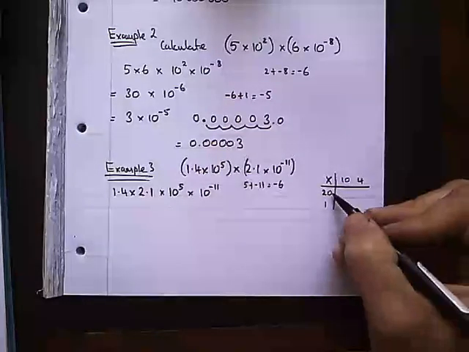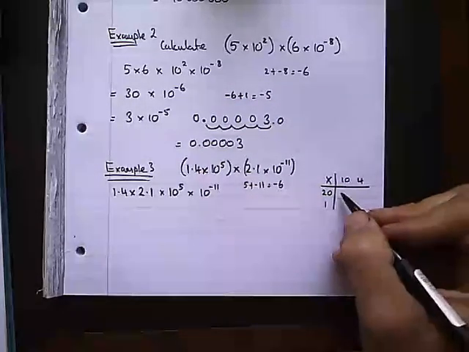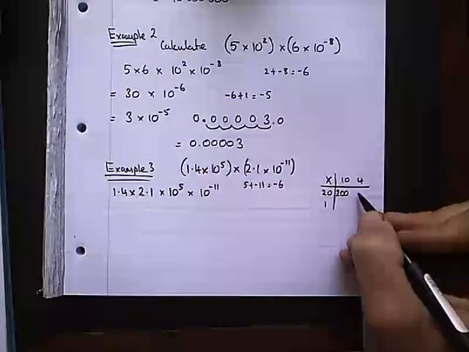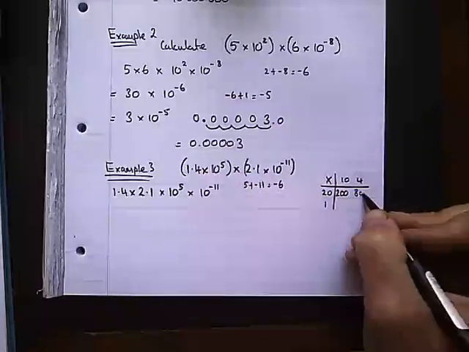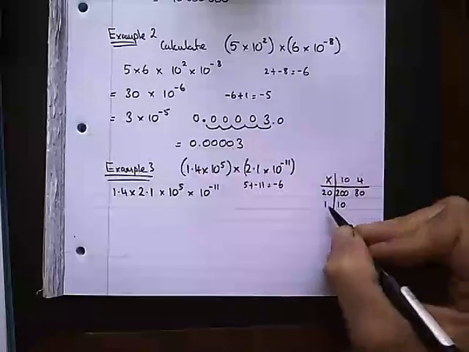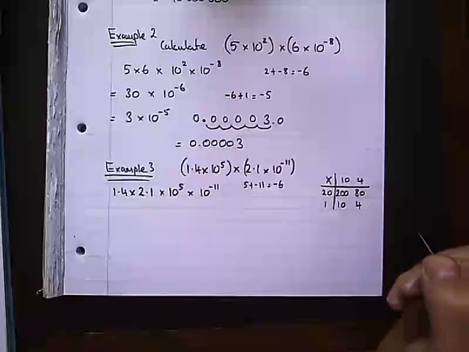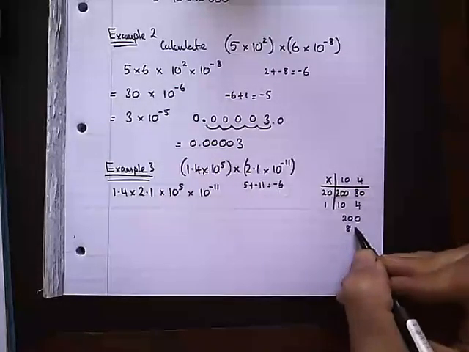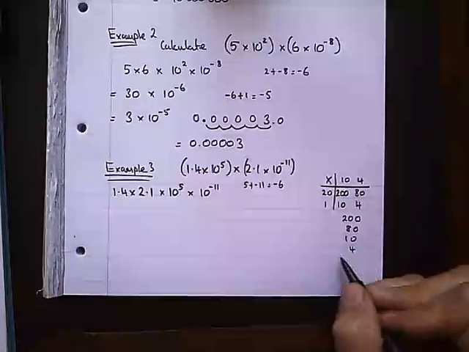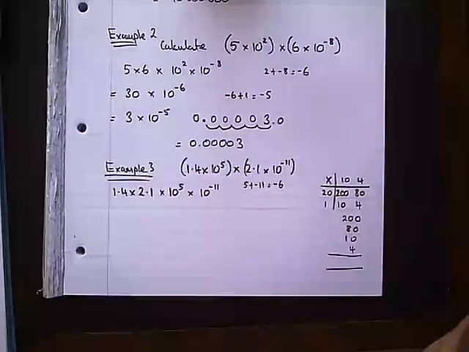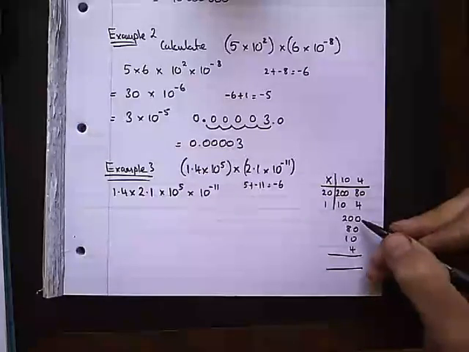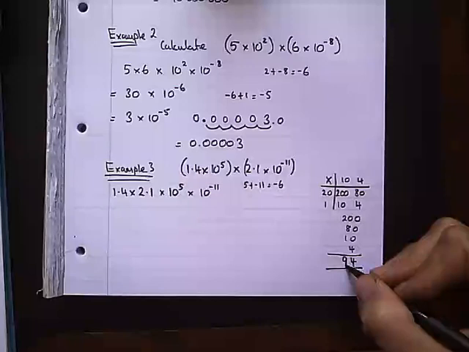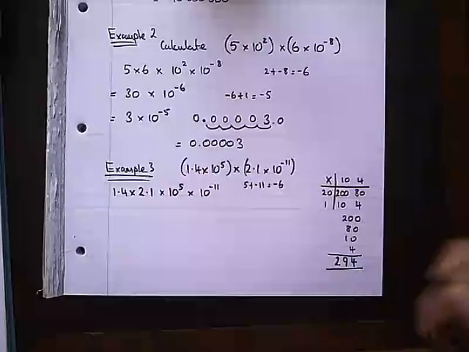So 2 times 10, 2 times 1 is 2, with 2 zeros, that's 200. 2 times 4 is 8, with 1 zero. 1 times 10 is 10, and 1 times 4 is 4. Now let's add these together. 200, 80, 10, and 4. So add the columns up, all the digits, that's 4. All the 10s, that becomes 9, and all the 100s, that becomes 2.